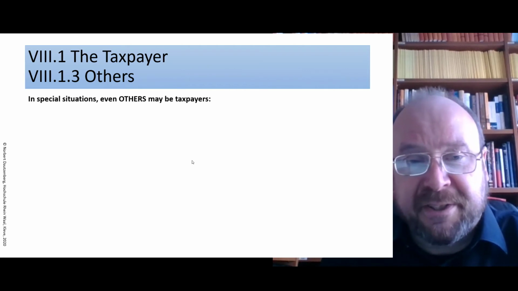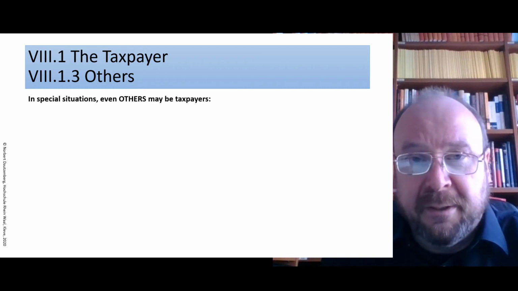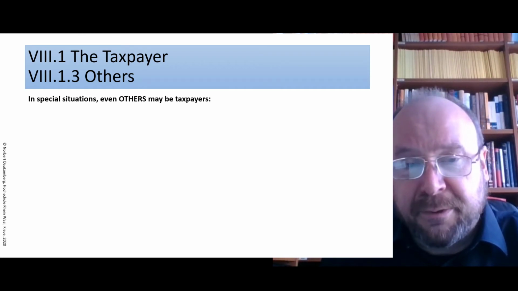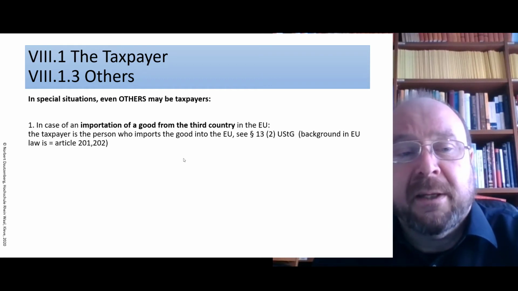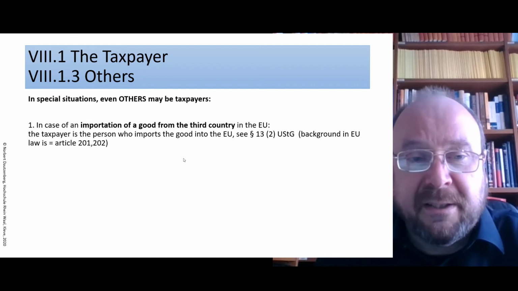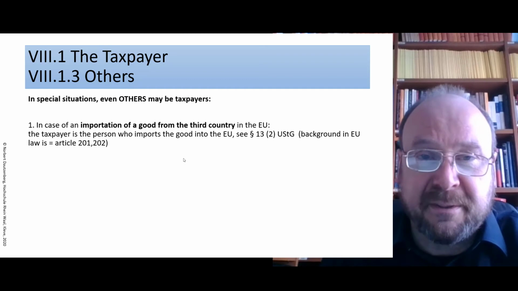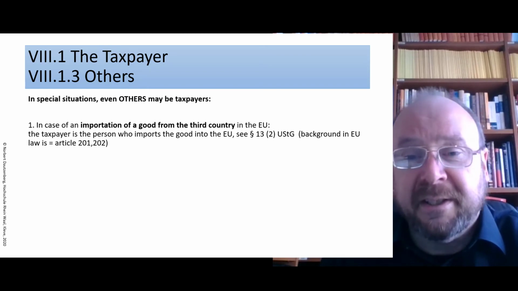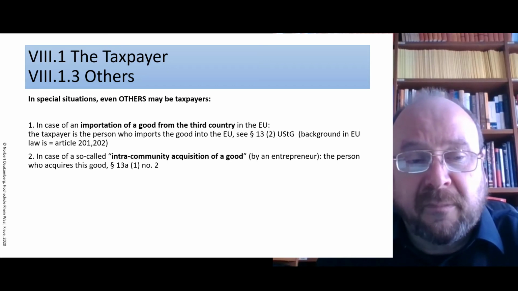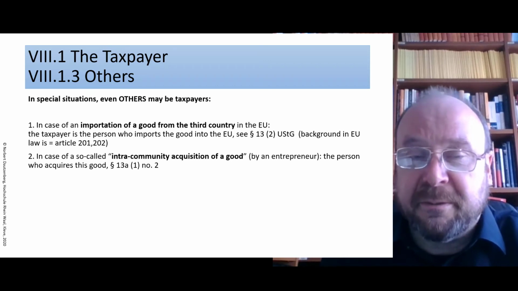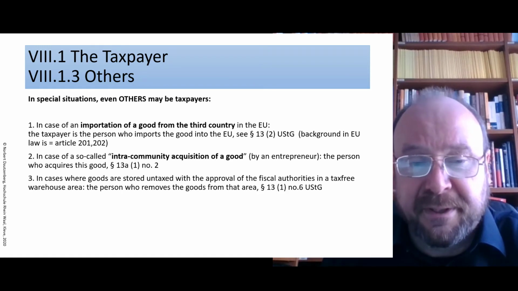In special situations, even others may be declared taxpayers, so people who are neither the entrepreneur nor the customer. That's relatively rare, but in case of an importation of a good from a third country, everybody who crosses the border and has the good in possession can be made the taxpayer. In case of a so-called inter-community acquisition of a good, always the acquirer is the taxpayer.